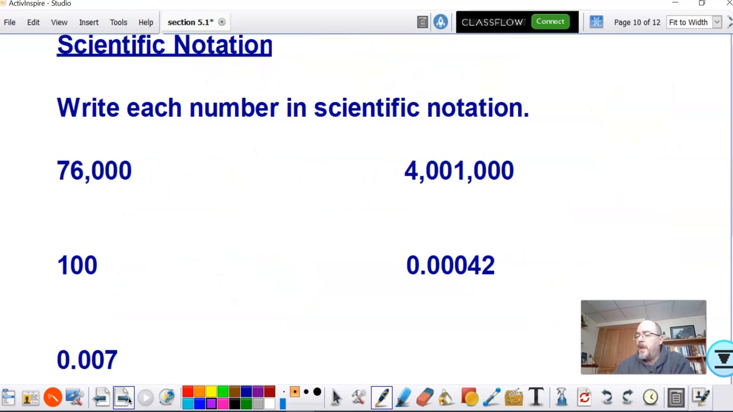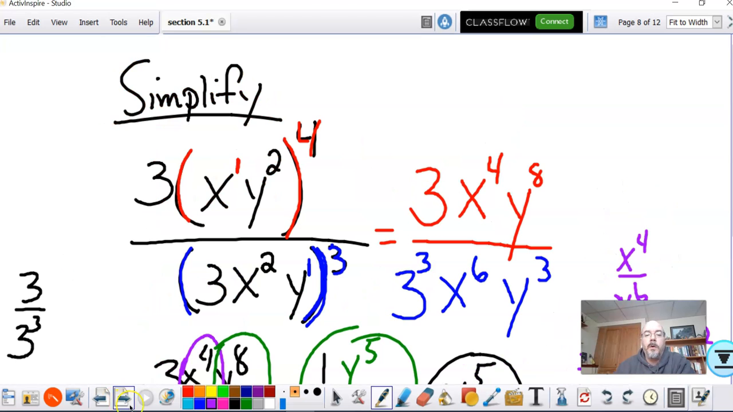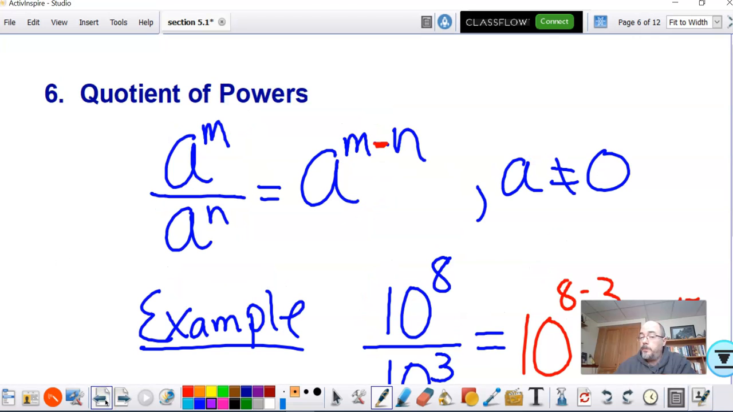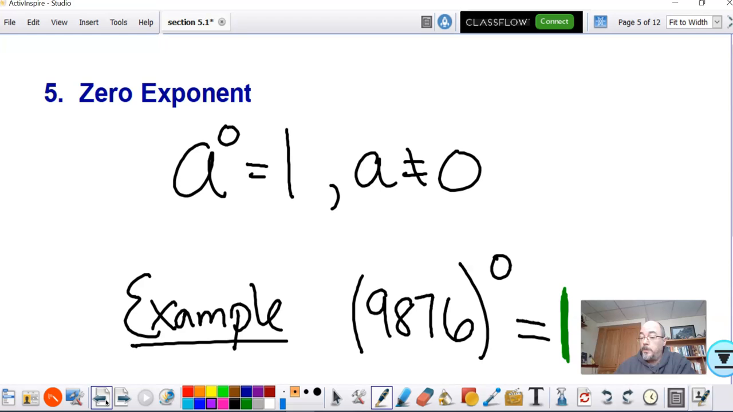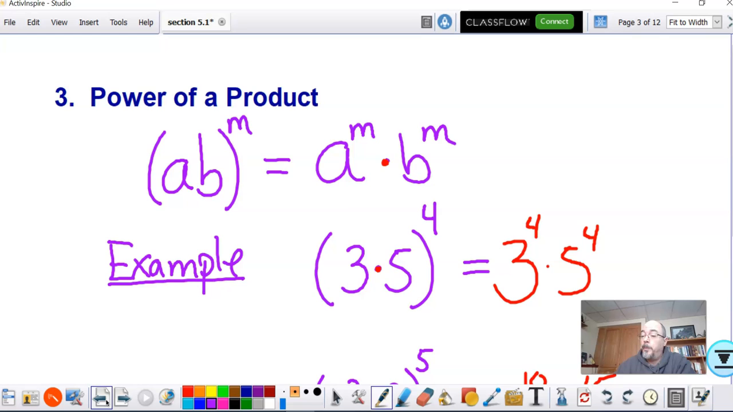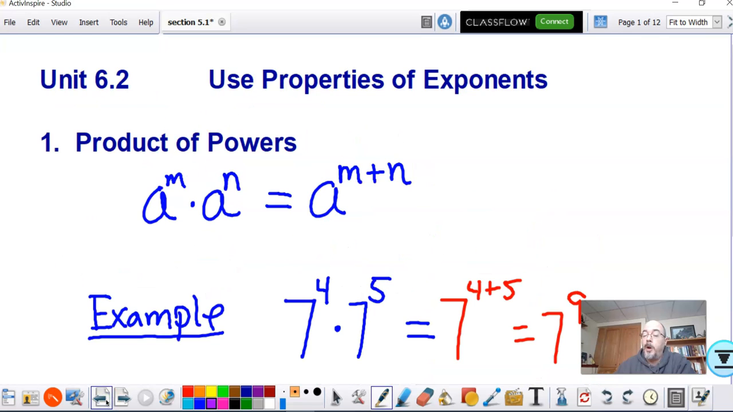Nope, that was it. We're not going to do scientific notation at this time. Let's go in reverse real quick. So I did simplifying. Remember, we've got a power of a quotient, quotient of powers, the 0 exponent, the negative exponent, the power of a product, power of a power, and the first one we started with was product of a power. All right, ladies and gentlemen, we will do some practice in class.